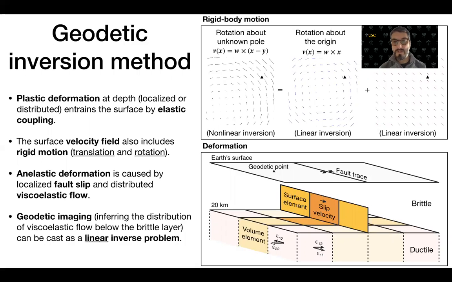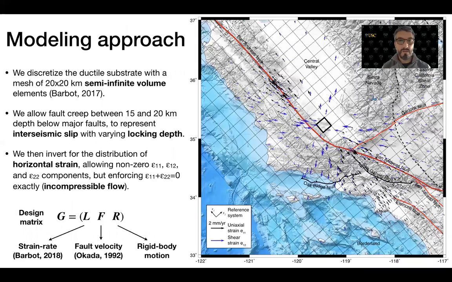By decomposing the velocity field into these different types of motions, we can cast the imaging of mantle flow as a linear inverse problem. So to accomplish this, we mesh the California plate boundary margin with semi-infinite volume elements with 2 degrees of freedom.